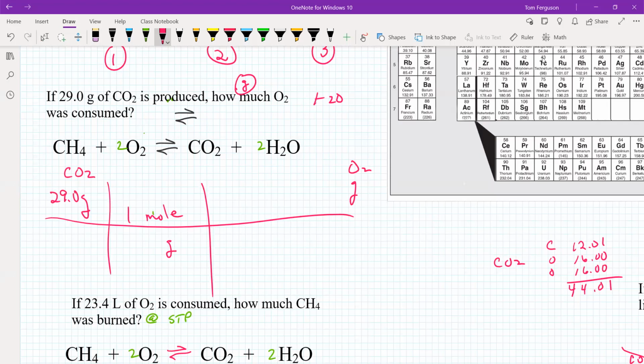So now we have to calculate the molar mass for carbon dioxide. Okay, so carbon dioxide is 1 carbon. Oh, got it right over here. So we have 1 carbon, 2 oxygens. Excuse me. So that's 44.01 grams per 1 mole. So grams cancel. Now we have moles of carbon dioxide.